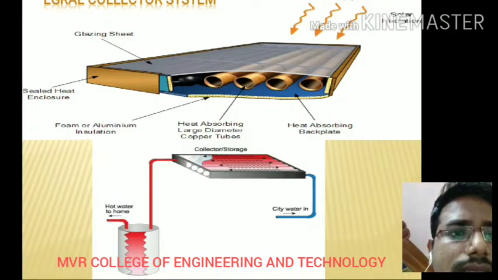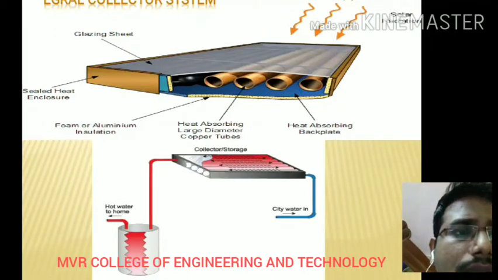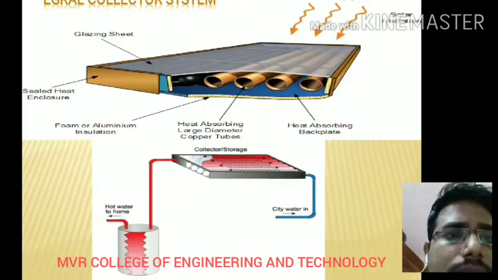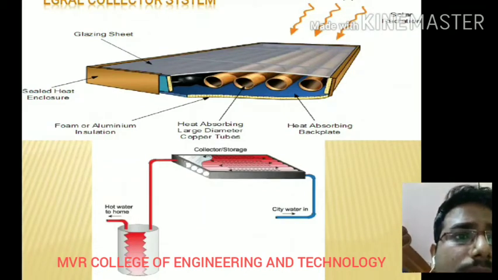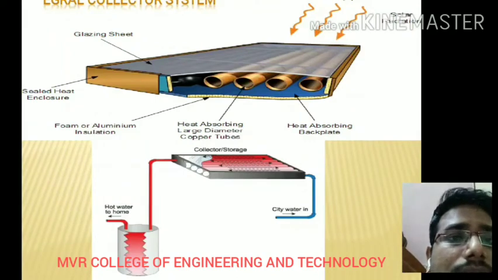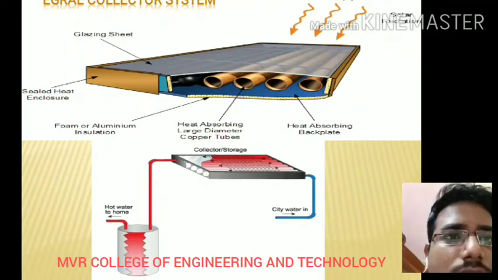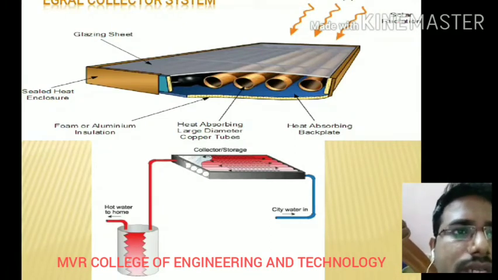So here you can see the hot water will come to the home, and city water in, and the hot water will come outside, you can use it for your home. So these are the egg-crate collector system. Whenever the city water comes inside the solar panels, these plates will absorb the heat, and the water will get heated and enter your home. So this is the heat-absorbing black plate, the solar radiation, foam aluminum, and sealed water heat. These are the parts of the egg-crate collector system.